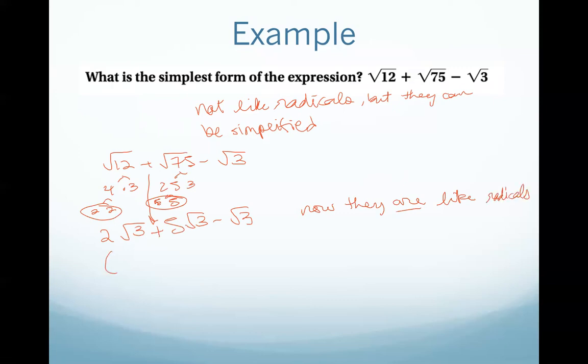So now I can do 2 plus 5 minus 1 all times the square root of 3. What I'm doing here is I'm really factoring out that square root of 3 from each term. 2 plus 5 is 7, minus 1 is 6 times the square root of 3.